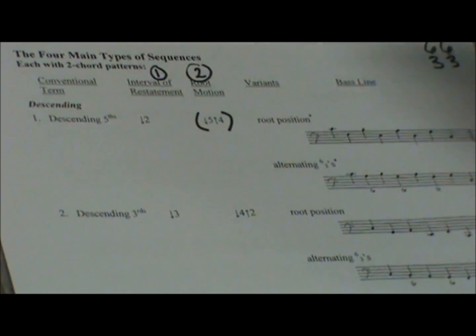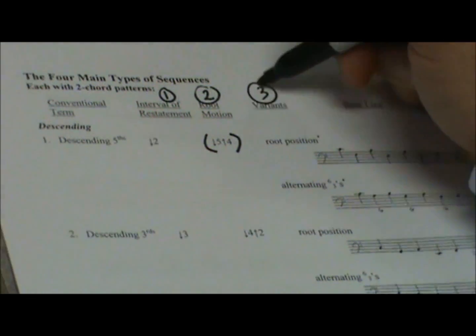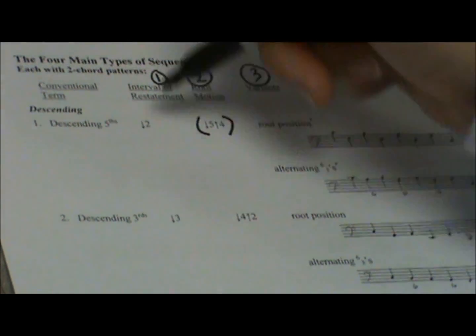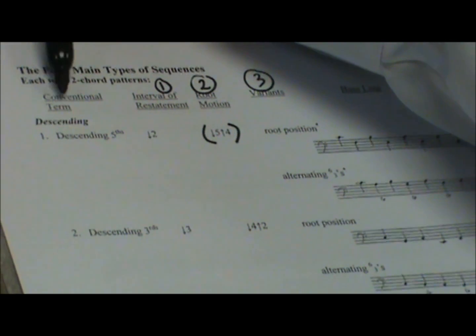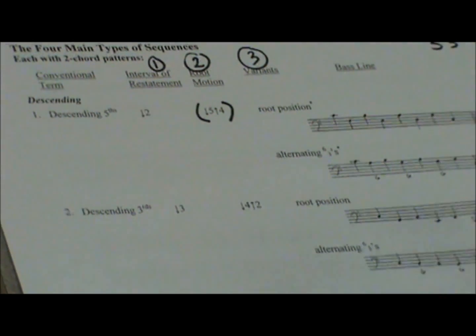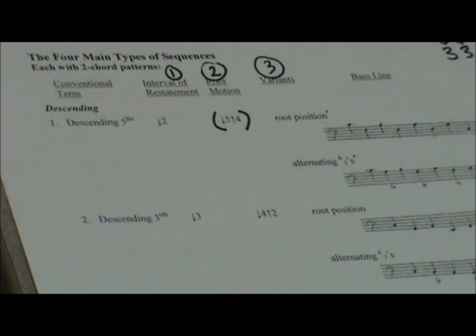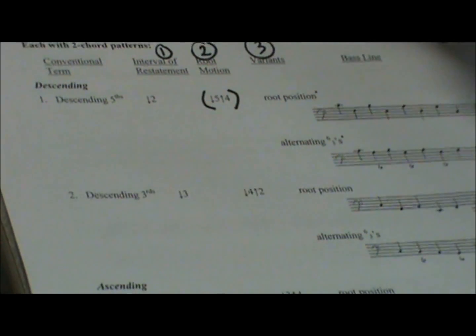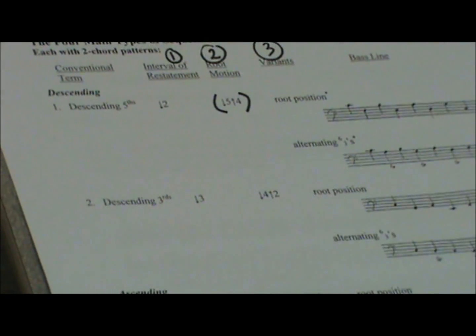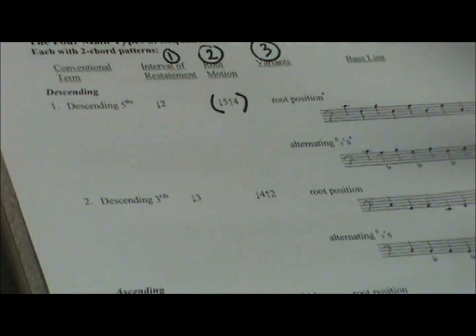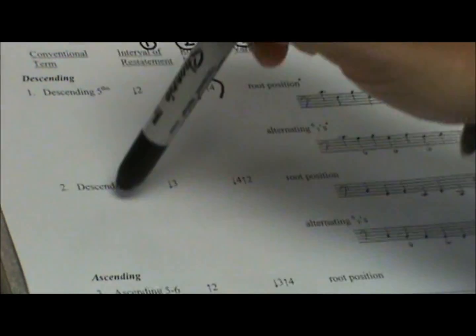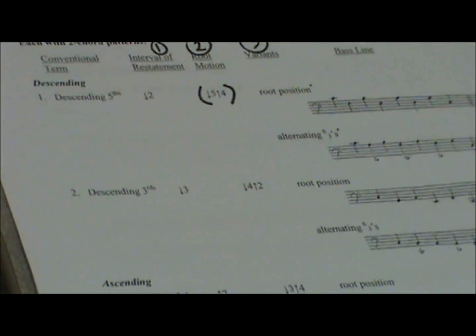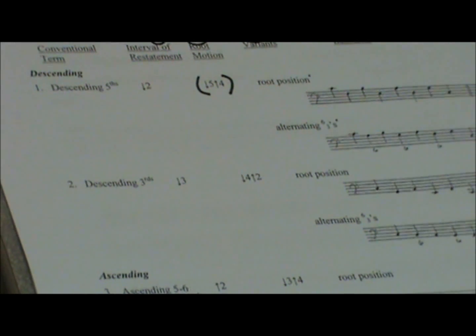Okay, so the complete label has these three parts to it, these three columns, and now we're going to also get to know the conventional term. Let's just give a quick overview for this. If it's a descending sequence, so let's say you're identifying the sequence and you hear that it's going down, you are down to two basic kinds of sequences here. It's either descending fifths or descending thirds.